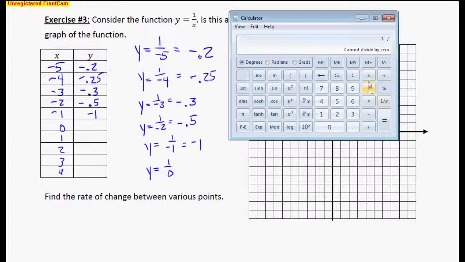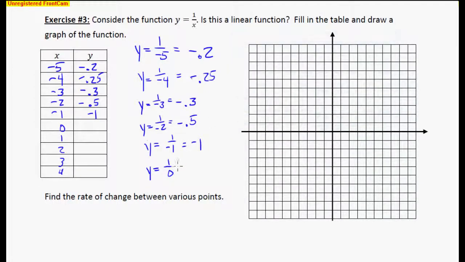Okay, here's where this function falls apart. You cannot divide by 0. So you do not get a 0. You get nothing. You destroy space and time. Everything falls apart and blows up.